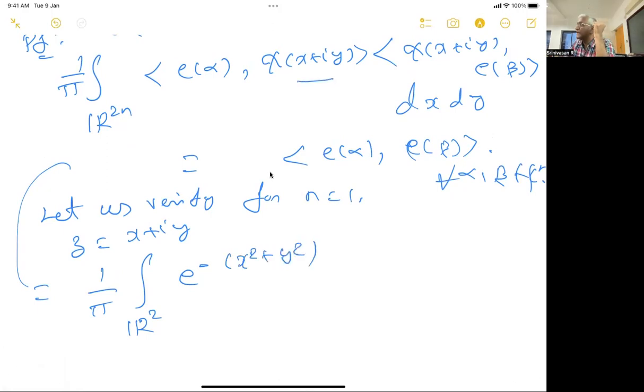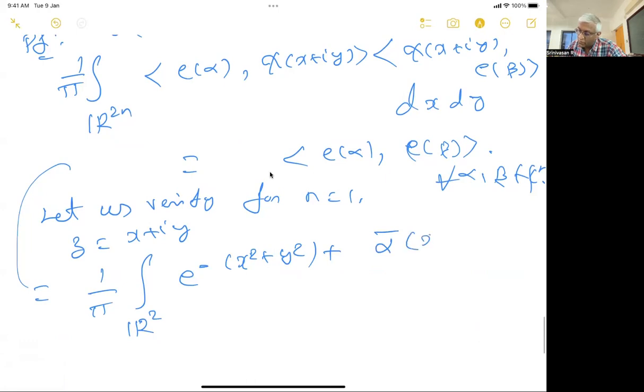From here I get an e power minus (x square plus y square). Here I get another e power minus x square by 2. So I'm just writing it; together I get one of them. Plus the inner product between alpha and x plus iy. This is just, in one dimension, alpha bar times (x plus iy), and plus (x minus iy) times beta. That's all we have, right? Then dx dy. Correct? That's what I have.